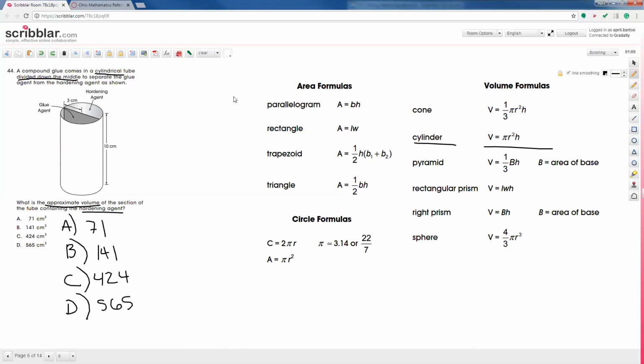So V for volume. I don't think I stated that before, but V stands for volume. Pi is still 3.14. R is still radius. All that we've seen before so far. H stands for height. We've seen height on a rectangular prism. A cylinder also has a height.